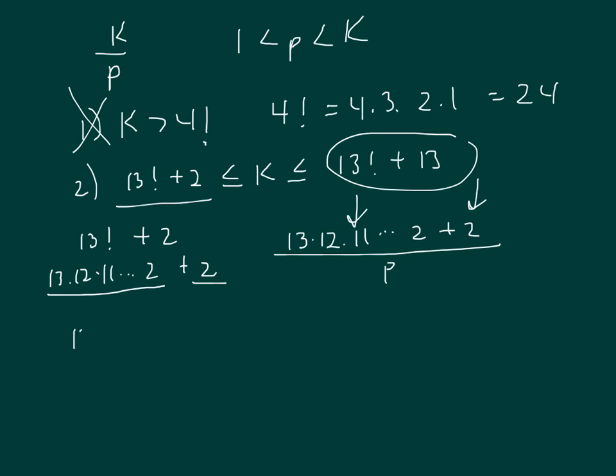If you looked at the next one, 13 factorial plus 3, is there a 3 here? Yes, there is. So if p was 3, it would go into it evenly. And you can use that same scenario all the way up to 13 factorial plus 13. There's a common 13 here, and there's a factor of 13 there. So yes, does the integer k have a factor p such that p is in between 1 and k? Yes.